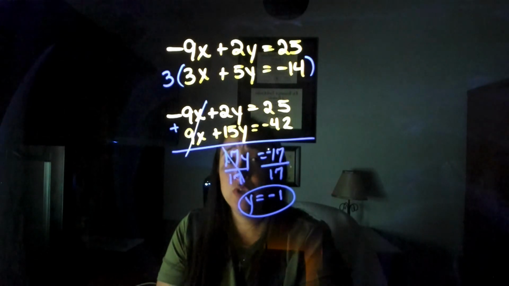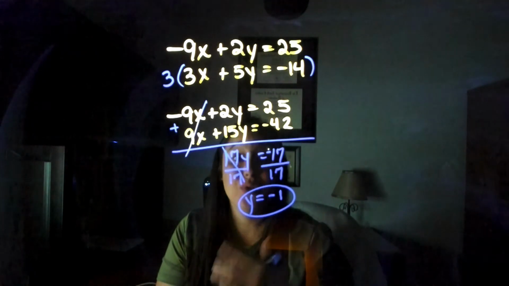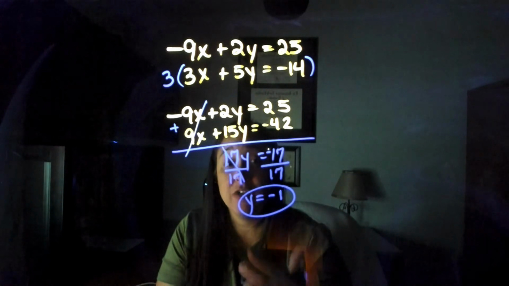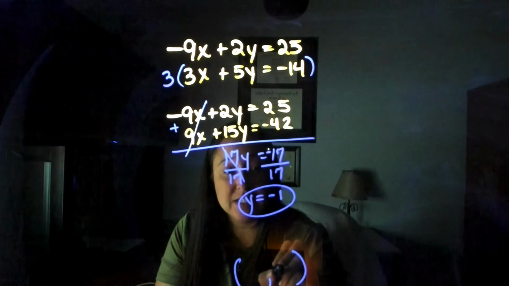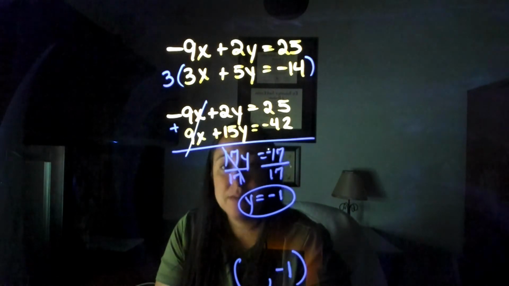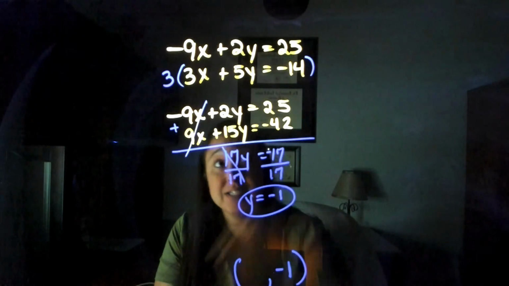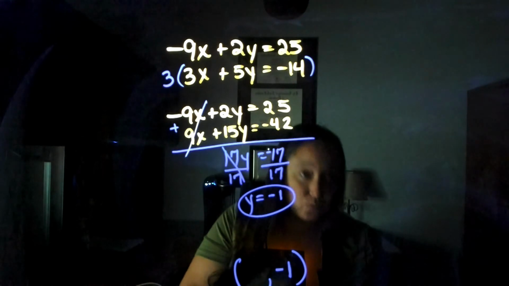Okay, so when you solve these linear equations, you don't want to just find one of the variables, right? We are actually looking for an ordered pair. So what I found in this case is that my y is negative 1. So I've got to find my x. It doesn't matter where you go to find that x. I can substitute back into either one of these equations. Either one will be fine.